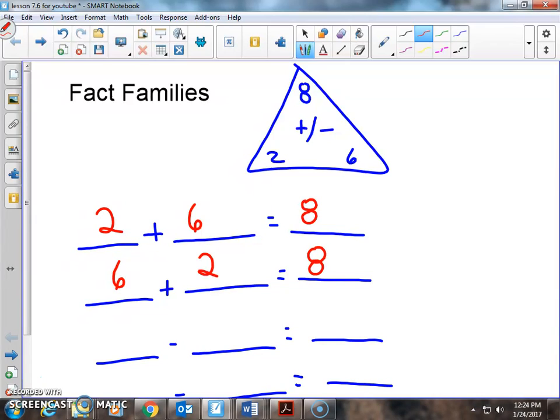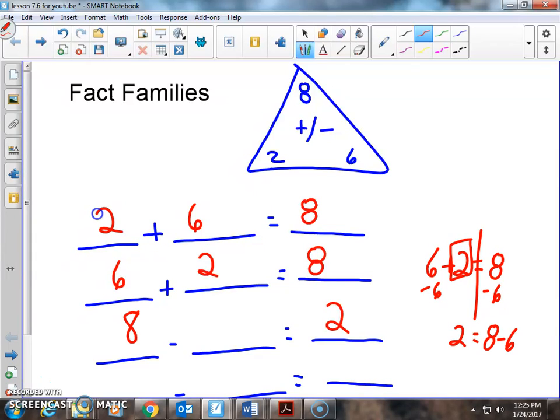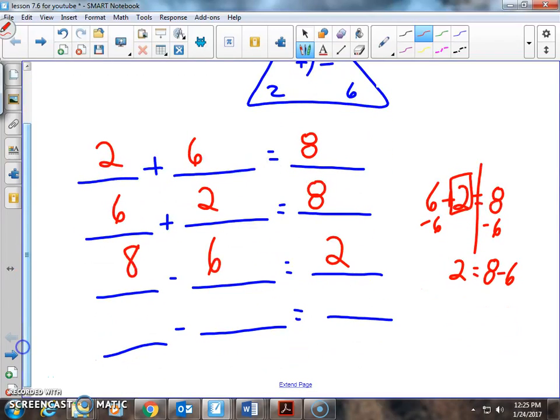Well, if we wanted to solve this for, let's say, 2, we want to have 2 all alone. We know that 8 minus 6 equals 2. Another way to think of it is, if I had 6 plus 2 equals 8, and I wanted to get 2 all alone, I'm going to put 2 in a box here, I would have to subtract 6. And 2 on this side, 8 minus 6 on this side. So 8 minus 6 we know equals 2. And you might be thinking, well, yeah, I know this. And you know that the other subtraction part would be 8 minus 2 equals 6.